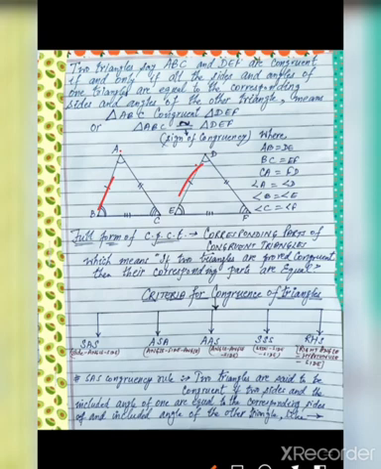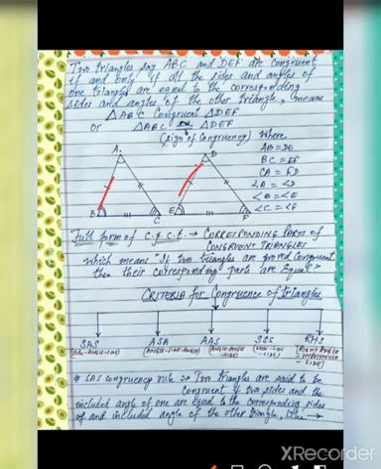So which means if two triangles are proved congruent, then their corresponding parts also become equal. When we prove that these two triangles are congruent, then you are able to say that the other parts which are left are also equal.